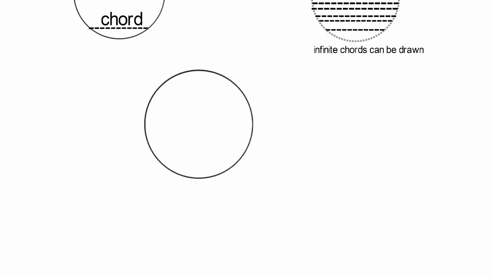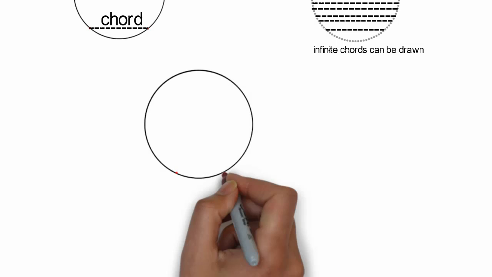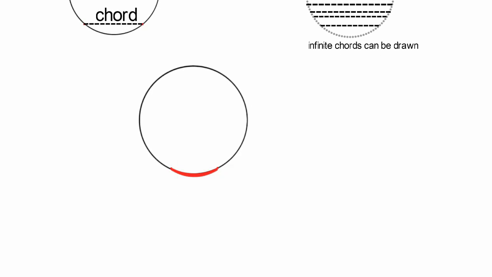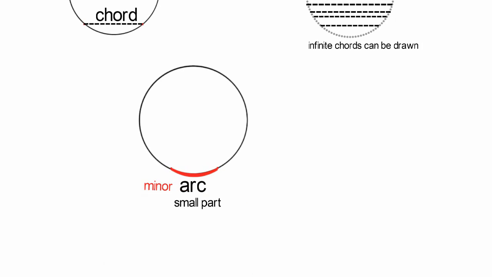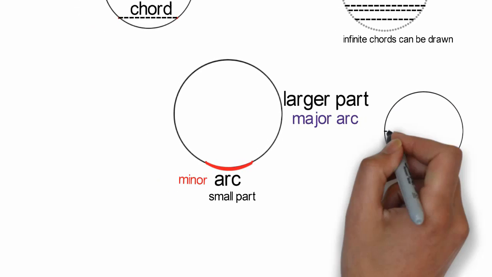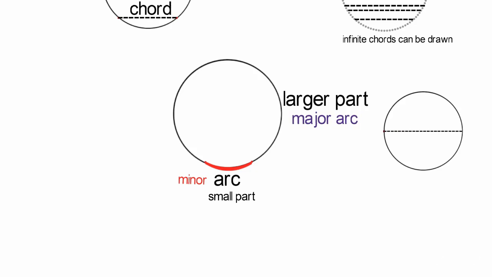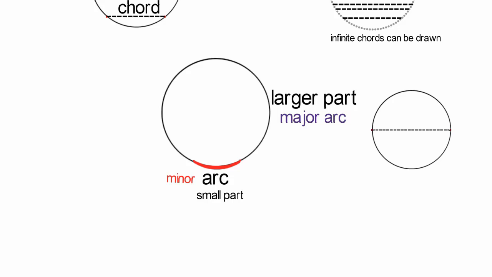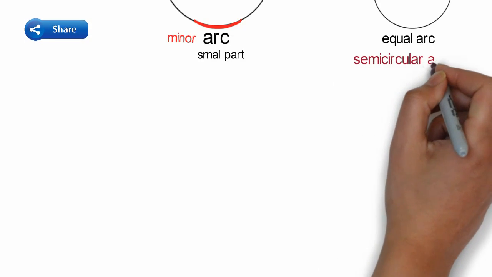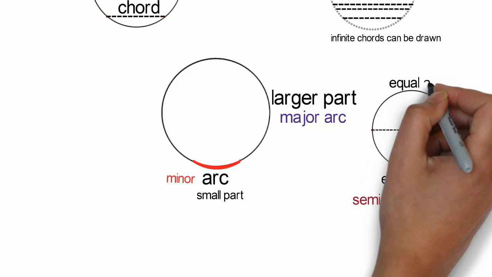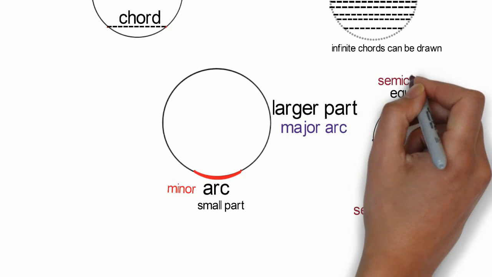Next, if we take 2 points on the circle, then this part of the circle will be called an arc. This is the small part, so this will be called a minor arc. And the other is a larger part, so it is called a major arc. Now if we take the end points of the diameter, then we have equal parts of the circle. This equal part is called a semicircular arc. This is also an equal arc, so it will also be called a semicircular arc.